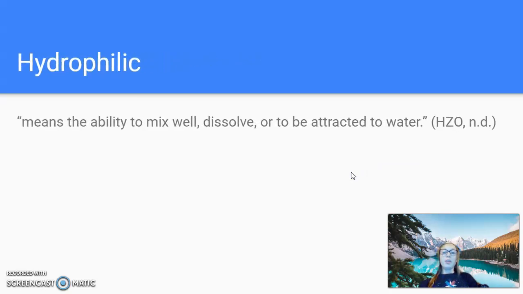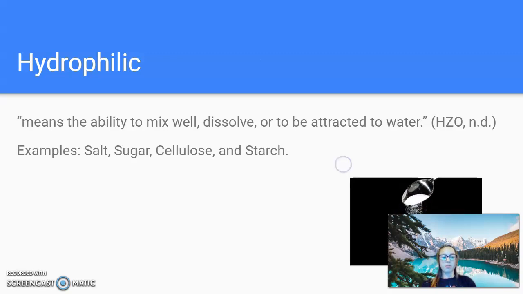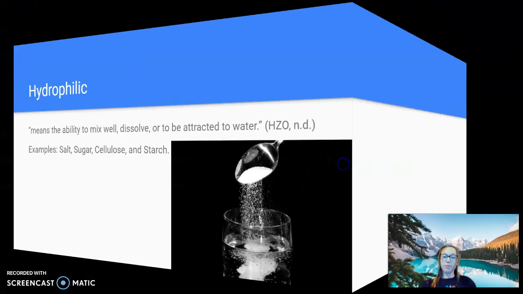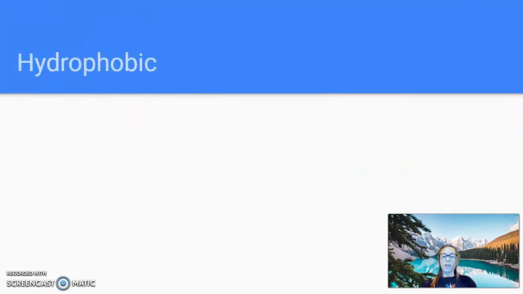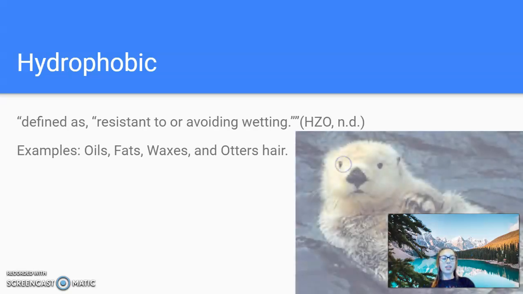Hydrophilic means the ability to mix well, dissolve, or to be attracted to water. Examples are salt, sugar, cellulose, and starch, just to name a few. Hydrophobic is defined as resistant to or avoiding wetting. Examples are oils, fats, waxes, and otter's hair.